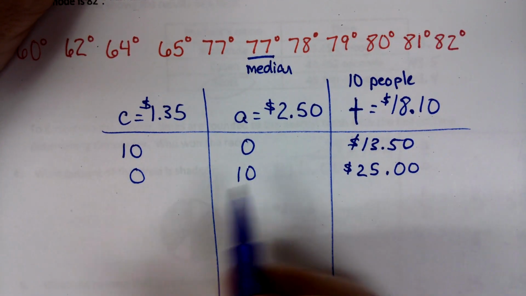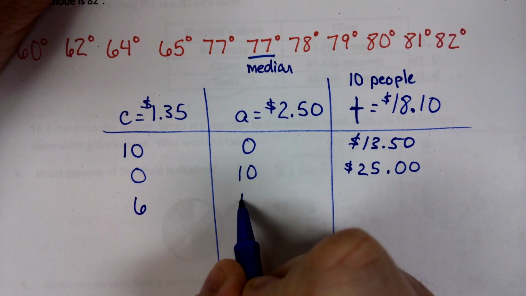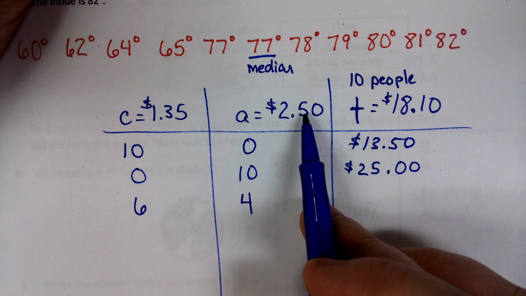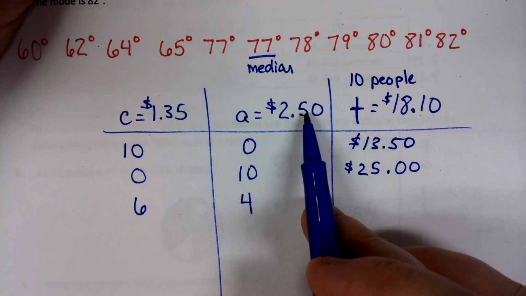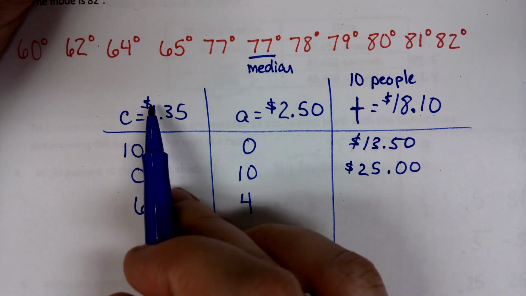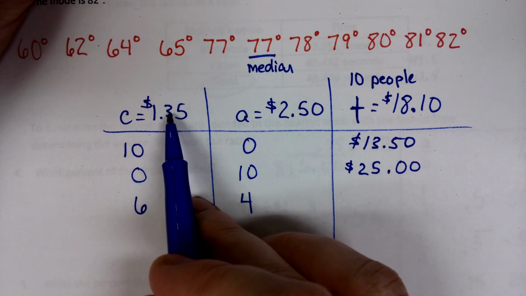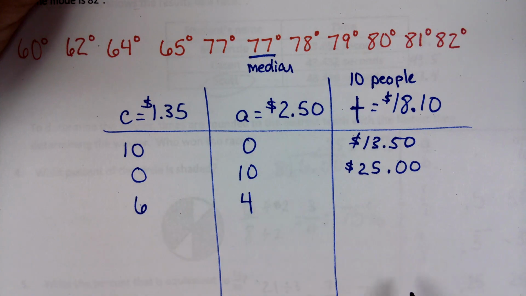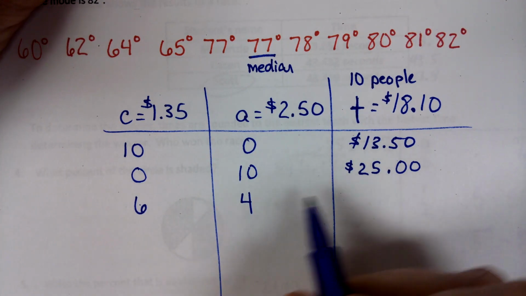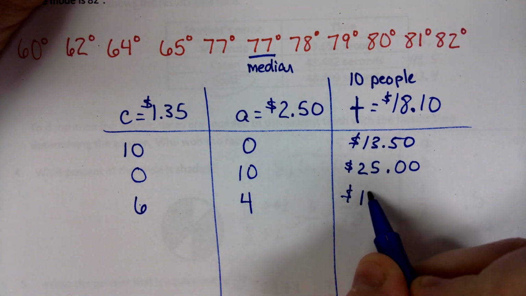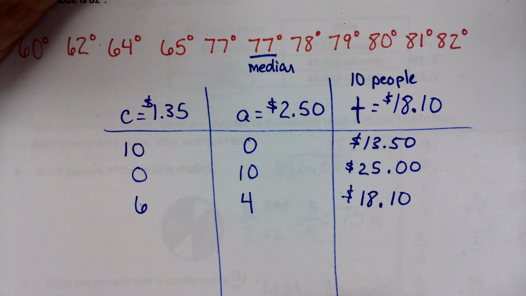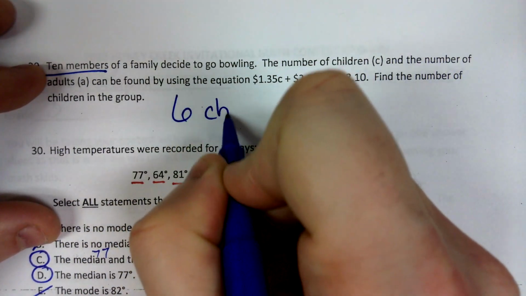So I know there have to be more children, so if 5 and 5 doesn't work, maybe I start with 6 children, 4 adults. And if you work those values out, 4 adults is going to be exactly $10. And then 6 kids, well, 6 times the 30 cents, $1.80, so there's $7.80. And then 5 times 6, there's another 30 cents. That's $8.10 plus the $10 here. And look at that. I've got my answer. And then it wanted to know the number of children. So there we go. 6 children.